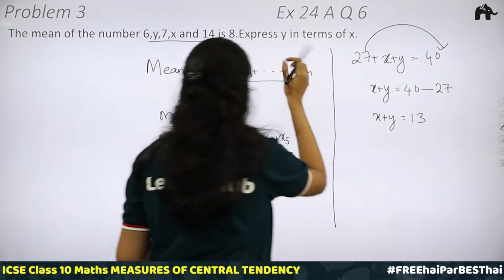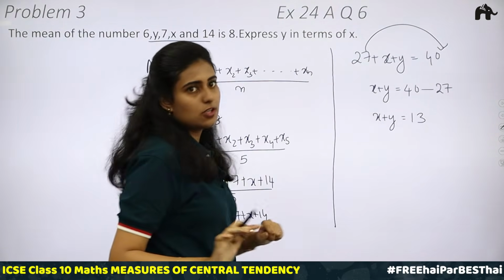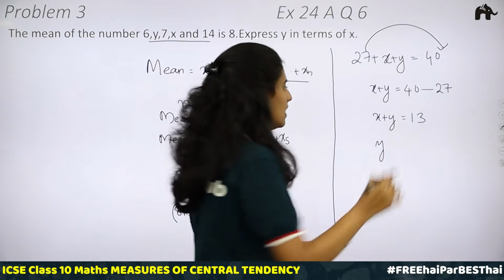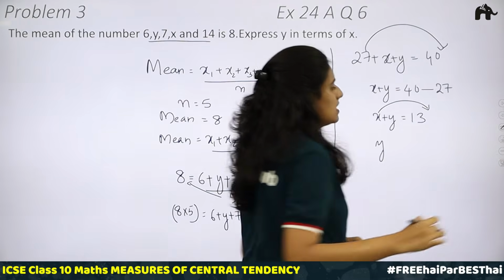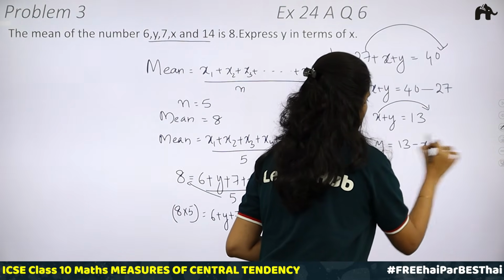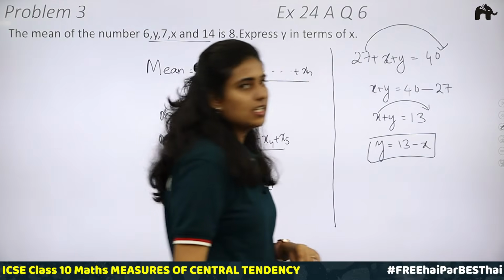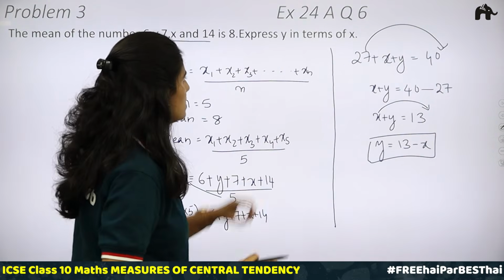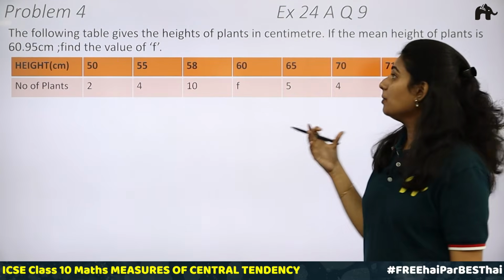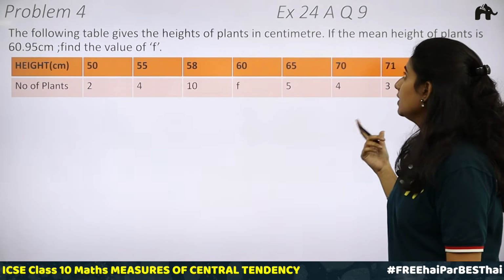We need to express y in terms of x. So keep y on one side and take x to the opposite side. Taking this x to the right hand side becomes minus x. So 13 minus x. y is equal to 13 minus x. This is how you can express y in terms of x. Clear? Next, problem number 4, question 9 of exercise 24A.